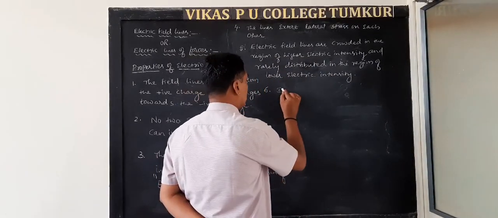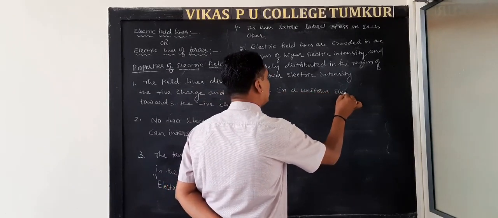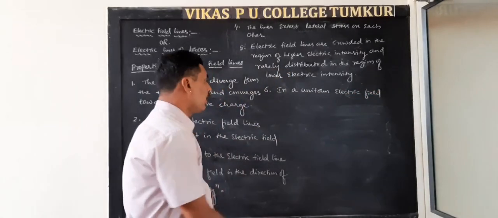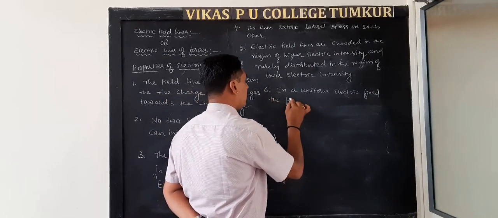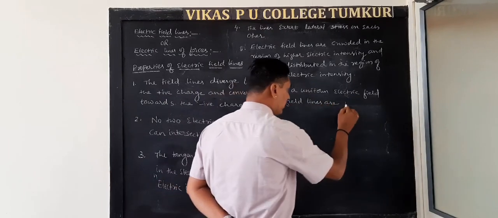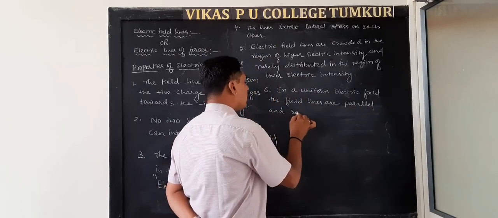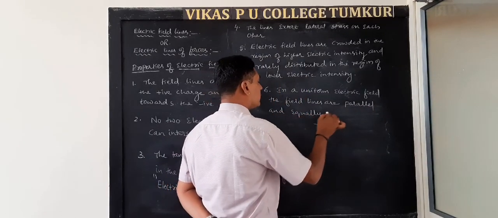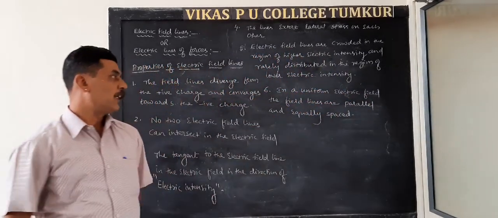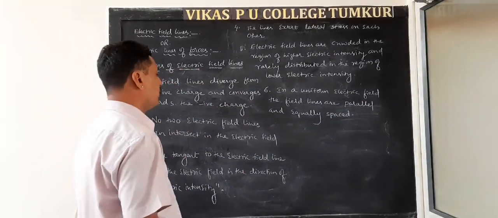So in a uniform electric field, the field lines are parallel and equally spaced. So in a uniform electric field, the field lines are parallel and equally spaced.